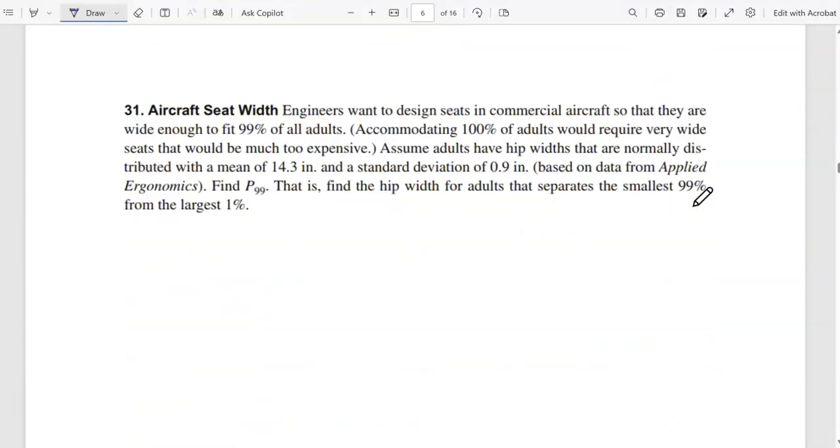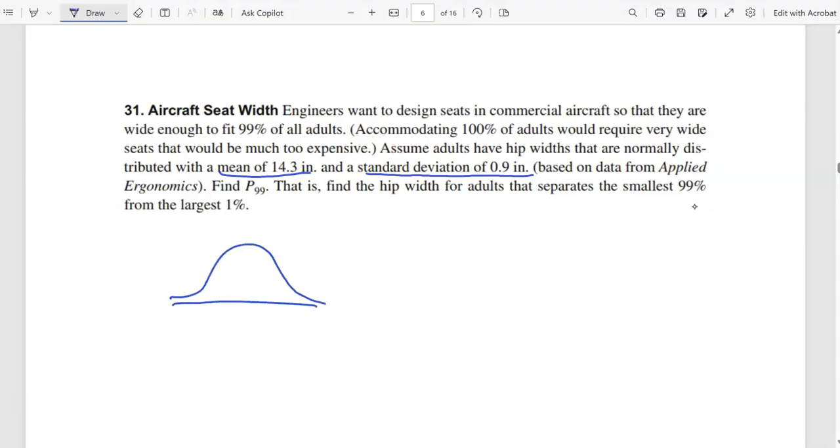Let's look at a word problem. Engineers want to design seats in commercial aircraft so that they are wide enough to fit 99% of all adults. Assume adults have hip widths that are normally distributed with a mean of 14.3 and a standard deviation of 0.9 inches. We want to find P99. That is going to be the width that separates the smallest 99% from the largest 1% of the population.